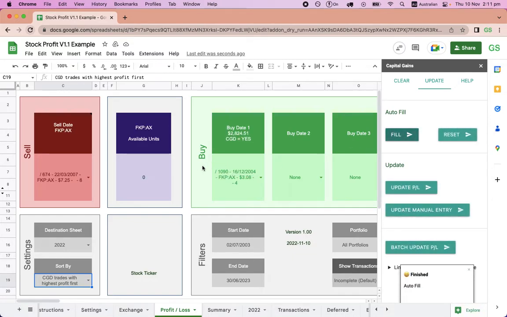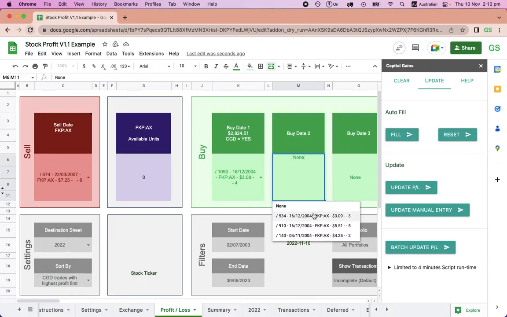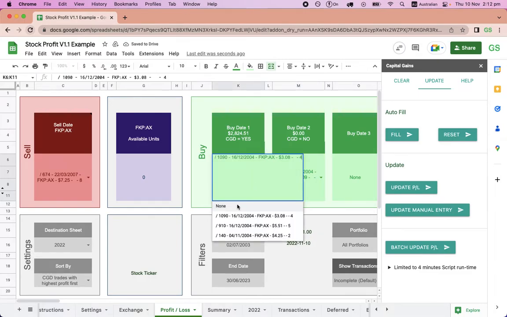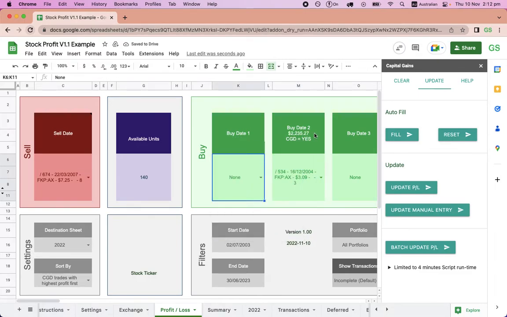So these are all the transactions with the capital gains discount. And if I select this one here, it also appears, but because it has 0 units available, it marks it as zero. So if I put this and I mark this one as none, you'll see this figure changes, which will be less than this figure here, which is 2,824. Let's reset this.